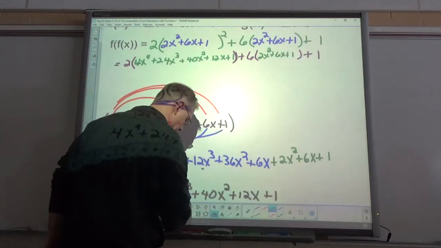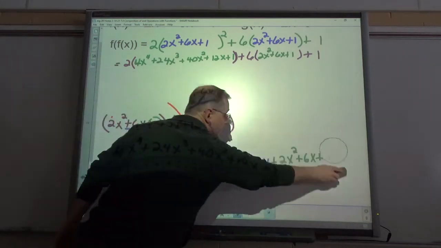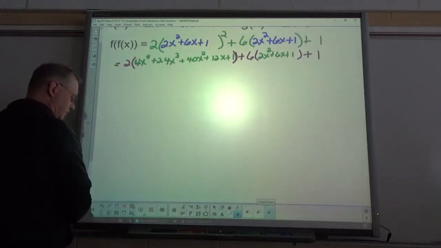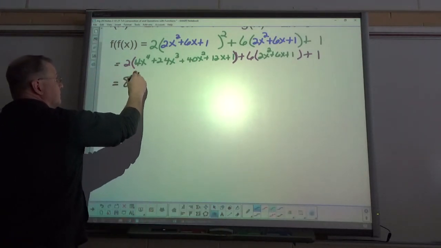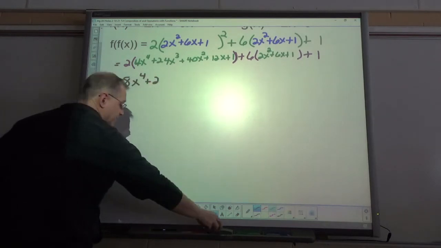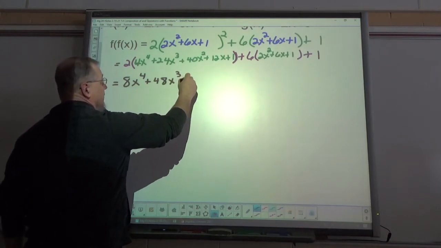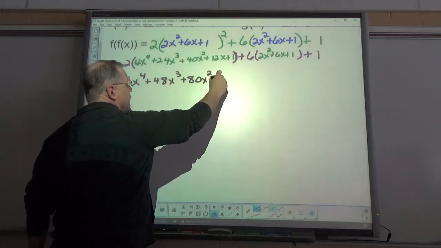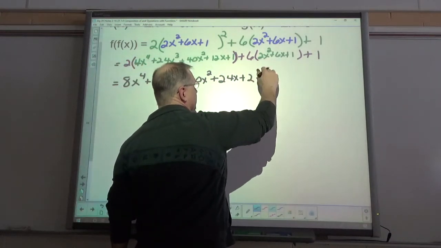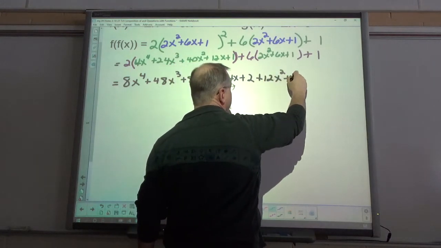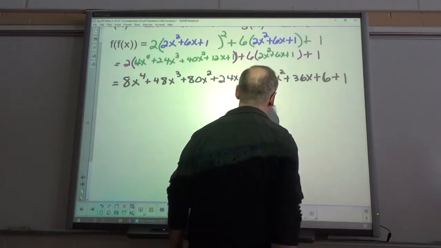All right, I'm going to have to get rid of this so I have room to work. There we go. I'm going to distribute: 8x to the 4 plus 48, excuse me, 48x to the third plus 80x squared plus 24x plus 2 plus, distribute here, 12x squared plus 36x plus 6 plus 1.